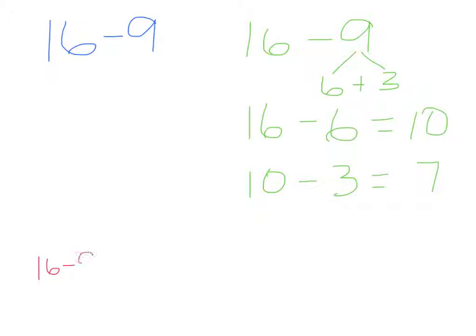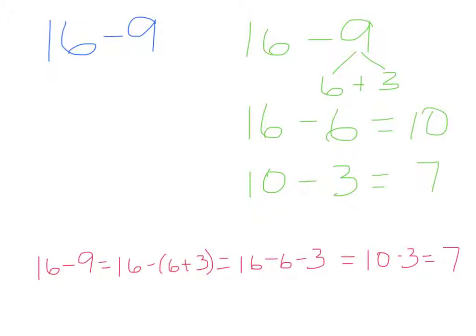16 minus 9 is the same value as 16 minus 6 plus 3 is the same value as 16 minus 6 minus 3, which is 10 minus 3, or 7. This mathematical notation may appear to be confusing for students because at one point you have an addition symbol which turns into a subtraction symbol.